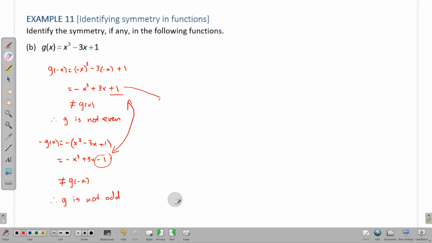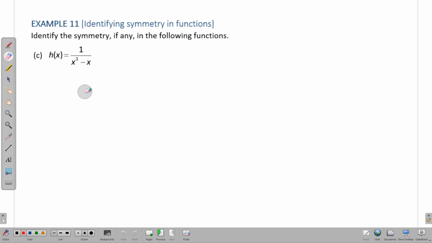All right, I believe there's one more. Okay, yes. All right, so the process again, same as all of them. Start with h of negative x. So this is 1 over negative x cubed minus negative x. If we simplify this, it'd be 1 over, that negative's going to come out in front, and then that negative's going to cancel. Are these the same? They're not. Not equal to h of x. So therefore, h is not even.